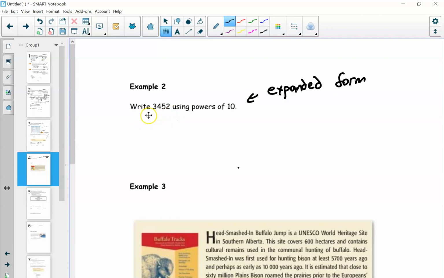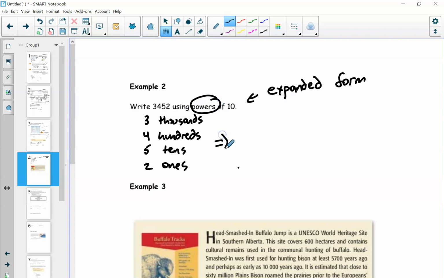Okay, so you would have written it before as 3,000s, 400s, 5 10s, and 2 1s. Hopefully this isn't new, like I said, this is way back to grade 2, grade 3. But when we're writing this using powers, we actually have to go one more step. I usually just start at the big number, okay? So 1,000, 100, 10, and 1.